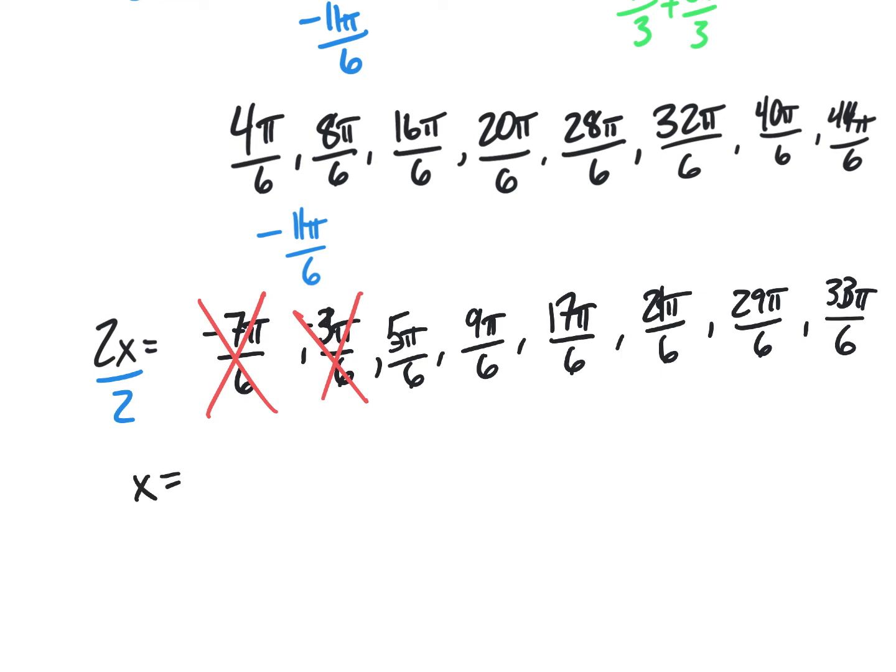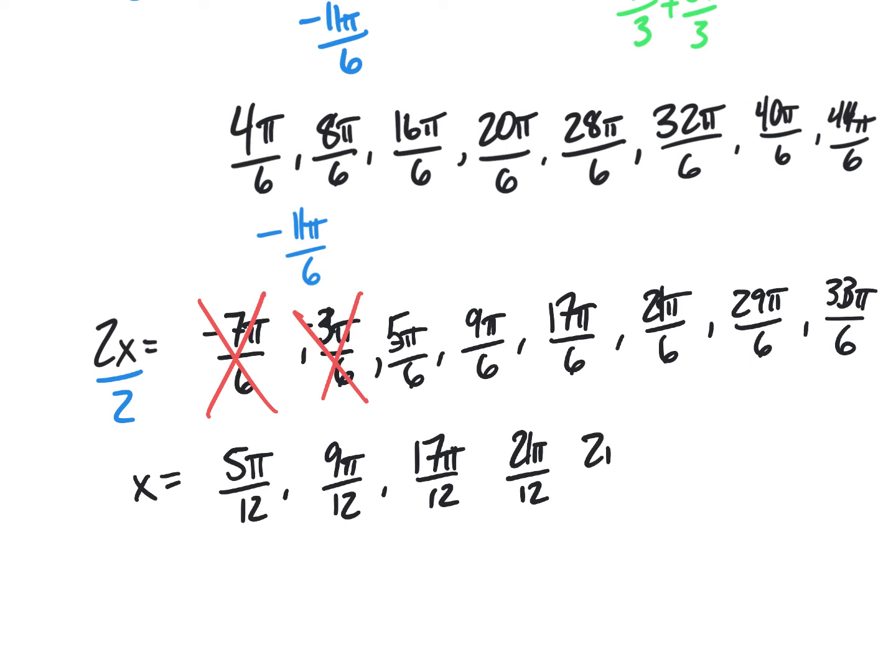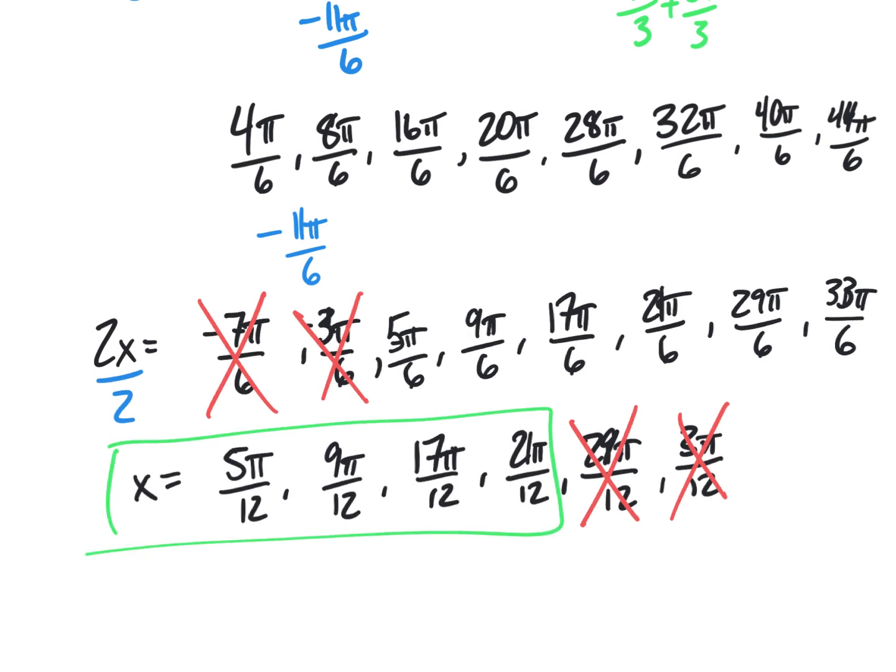And so we'll get 5 pi over 12, 9 pi over 12, 17 pi over 12, 21 pi over 12, 29 pi over 12, 33 pi over 12. So the things that are over 2 pi are anything greater than 24 pi over 12, because 24 over 12 is 2. And so these 4 solutions right here are my answers.